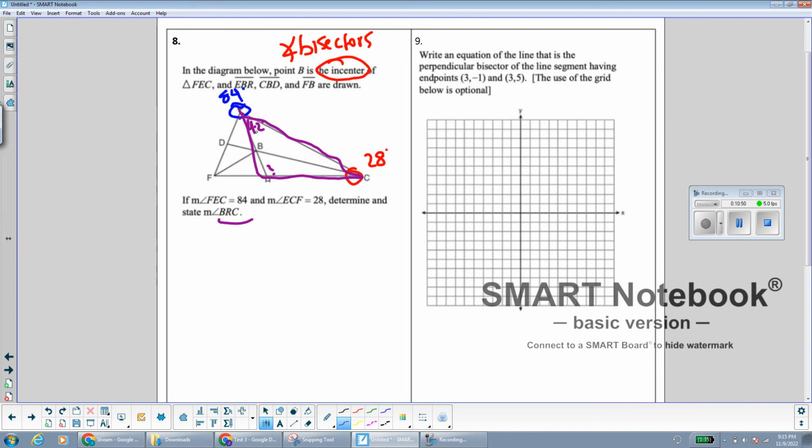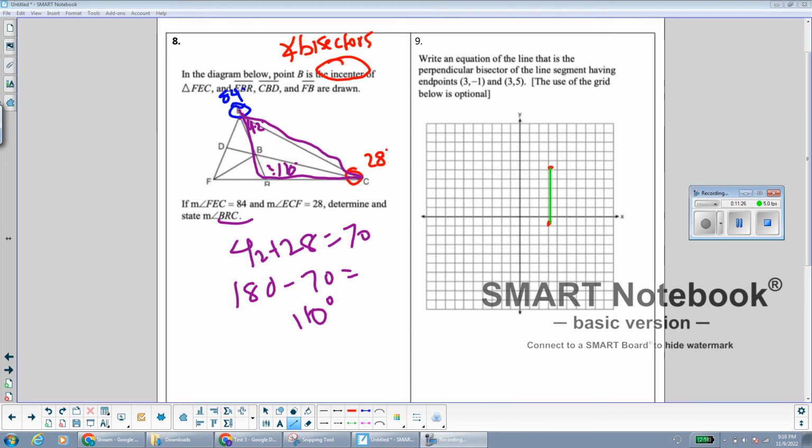We have a 42-degree angle, we have a 28-degree angle, and we need to find the last angle. All we need to do is add up the two other angles, 42 and 28. So let me do that. 42 plus 28 is 70. And then we just need to subtract from 180 since all of the angles of a triangle add to 180. And we get 110 degrees for the measure of angle BRC.